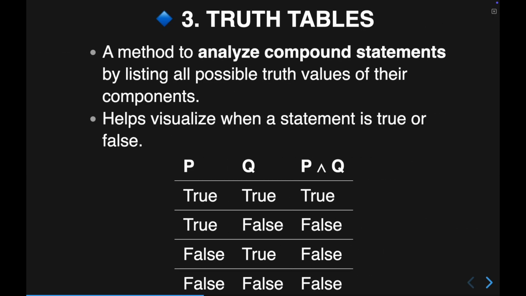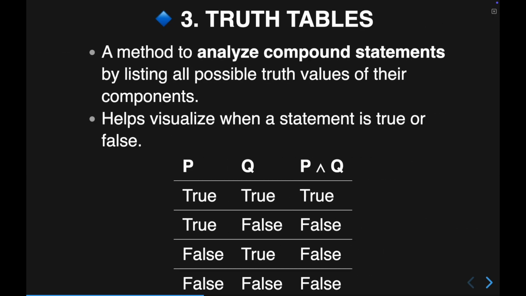Then we have truth tables, a method to analyze compound statements by listing all possible truth values of their components. This helps you visualize when a statement is true or false. For example, in this truth table, we have the connective "and," where it is true only if both propositions are true.